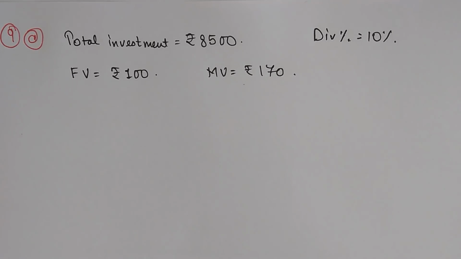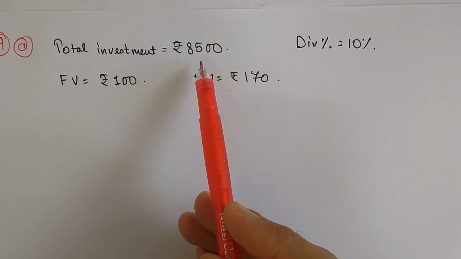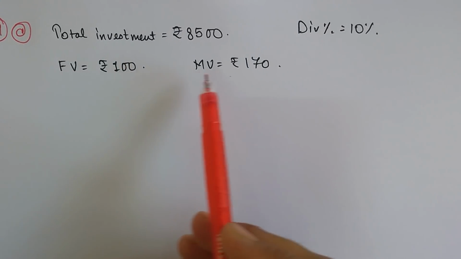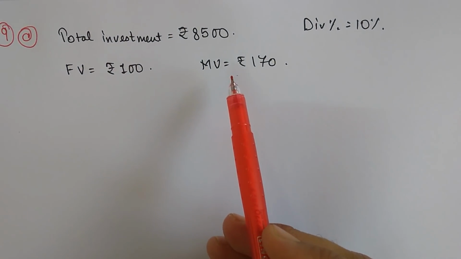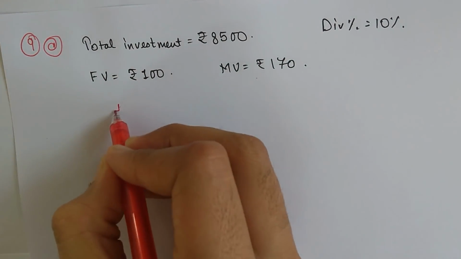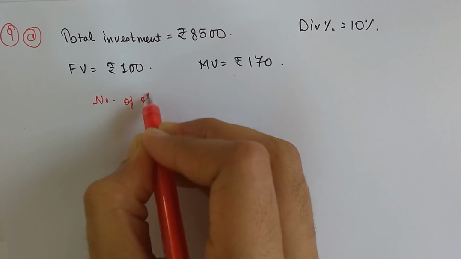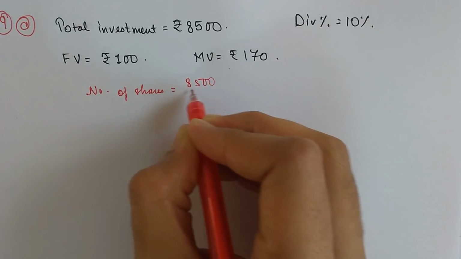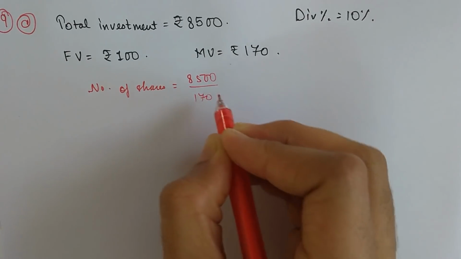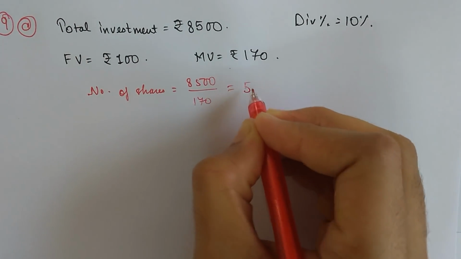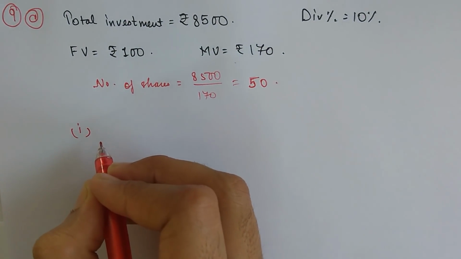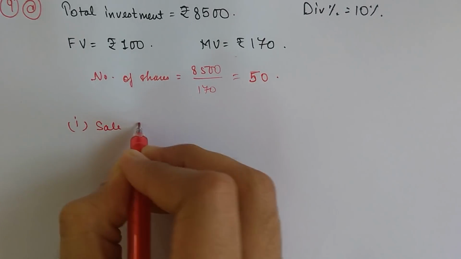So all this data was given. The first investment is rupees 8500, the dividend percent is 10%, the face value is rupees 100, and the market value is rupees 170. First of all, let's find the number of shares that he buys. Number of shares, that is equal to the total investment 8500 divided by the market value, which is 170, which is equal to 50 shares. In number 1, you have to calculate the sale proceeds. So sale proceeds.